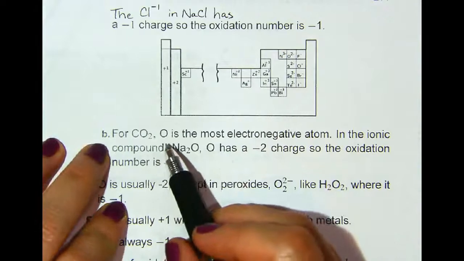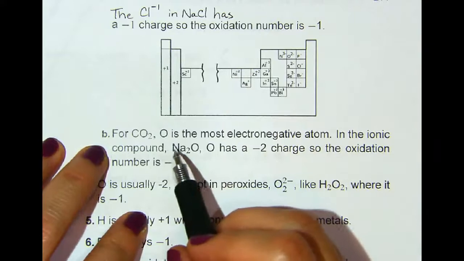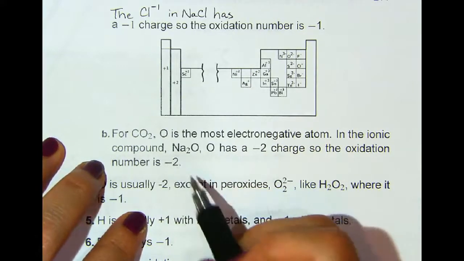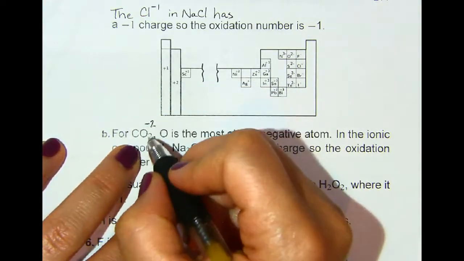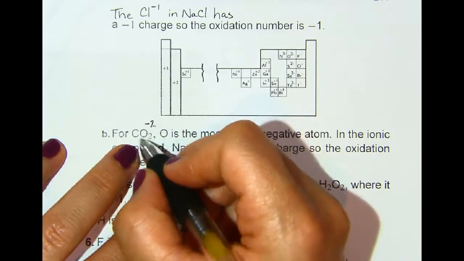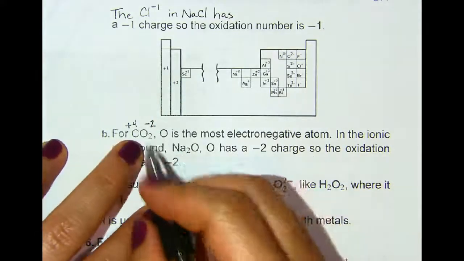For CO2, oxygen is the most electronegative element. In the ionic compound, Na2O, O has a -2 charge, so the oxidation number is -2. So here, I would assign oxygen a -2 charge, and then I'd say 2 times -2 is an overall -4, and so to balance that, this carbon must be a +4.